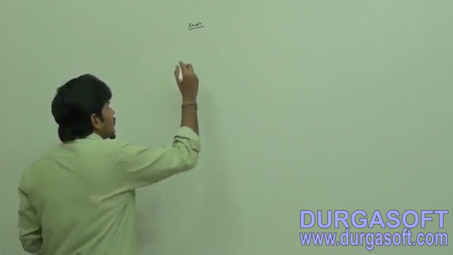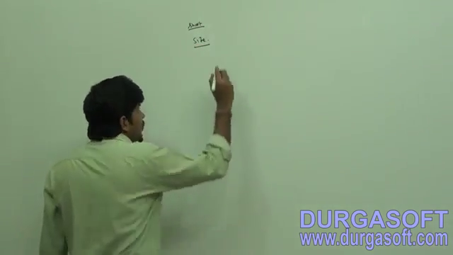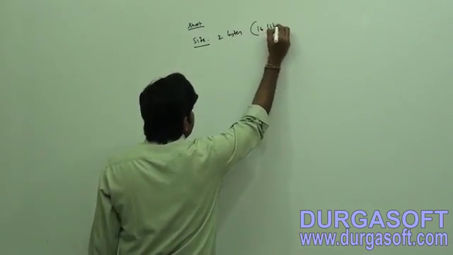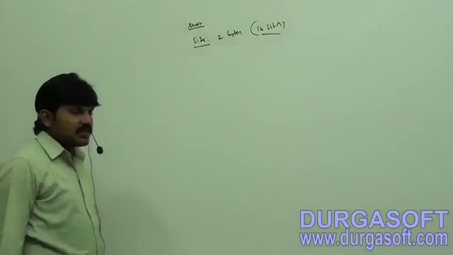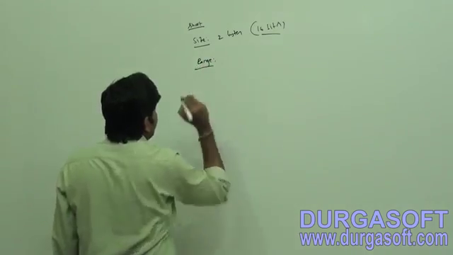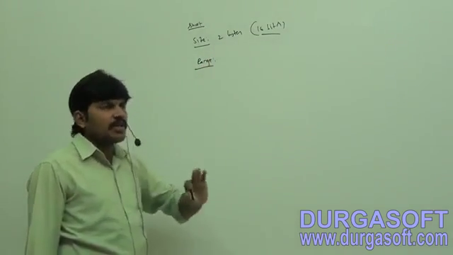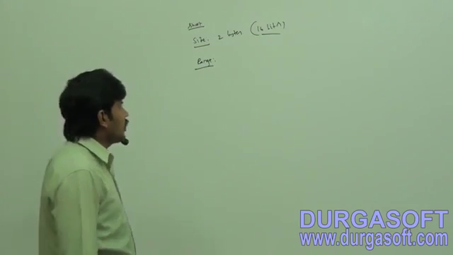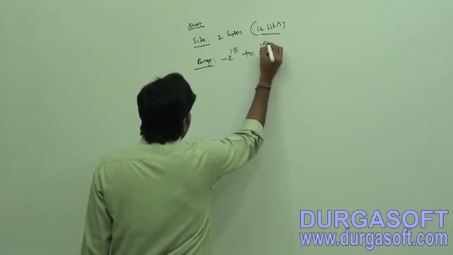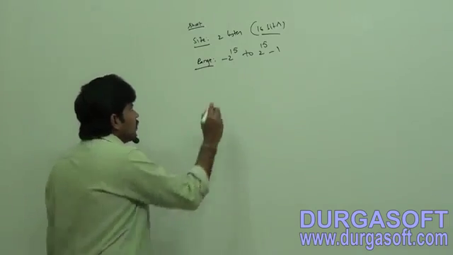Next, what is the size? Sir, can you tell what is the size of short? Size is 2 bytes, within brackets 16 bits. And what is the range? By using 2 bytes, what max value and min value can you represent? Minus 2 power 15 to 2 power 15 minus 1.